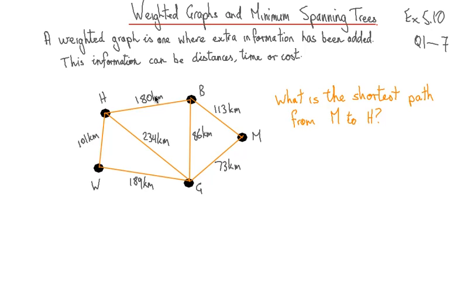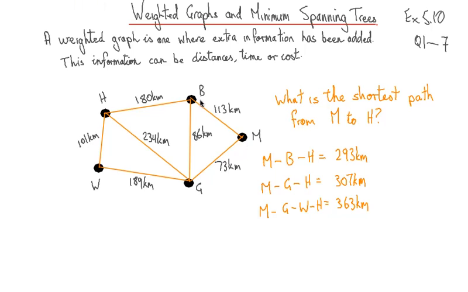The question is, what is the shortest path from M to H? So what you can do is you can list every single possible path from M to H and then add up the distances. So if you go from M to B to H, it's 293 kilometers. M to G to H is 307 kilometers. And if you go M to G to W to H, it's 363 kilometers. So clearly, MBH is the shortest distance.